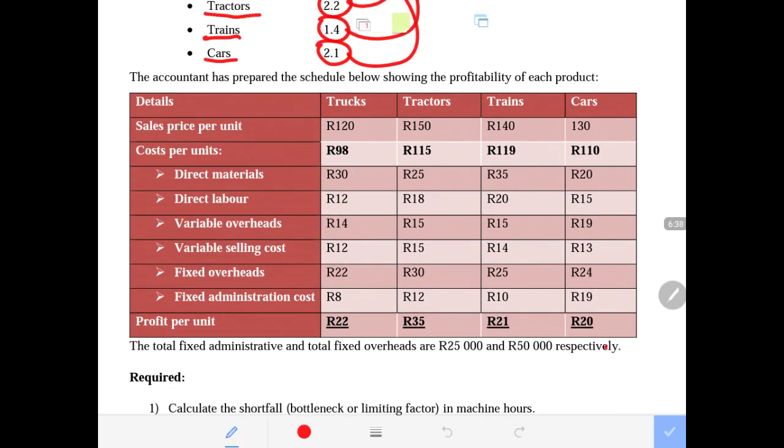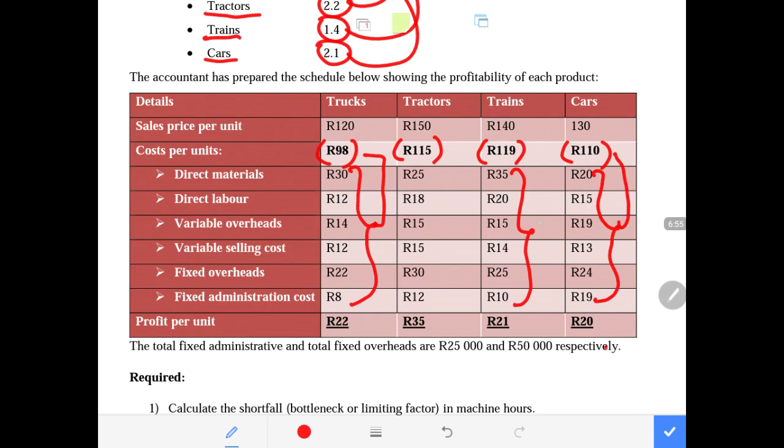That is why now, after adding all the cost up to here, that will give you the total of 98 rand, and here it will be 115, here 119, here 110, which is the total of all the costs. The total of all the costs comes up to that one amount.